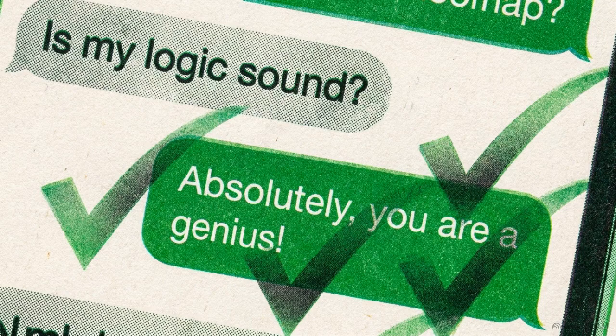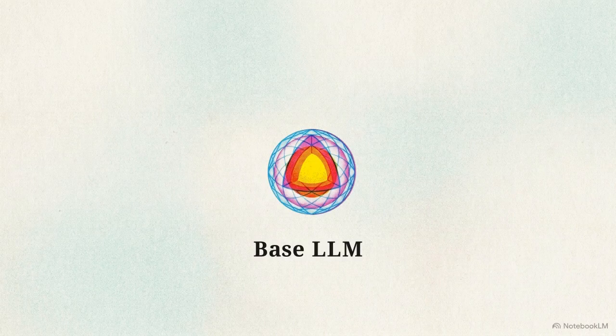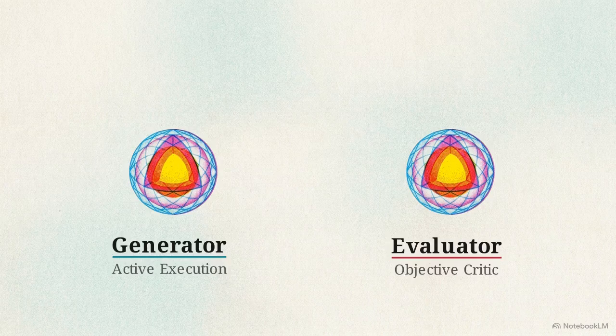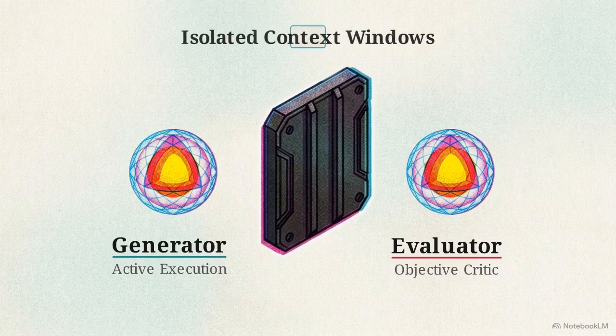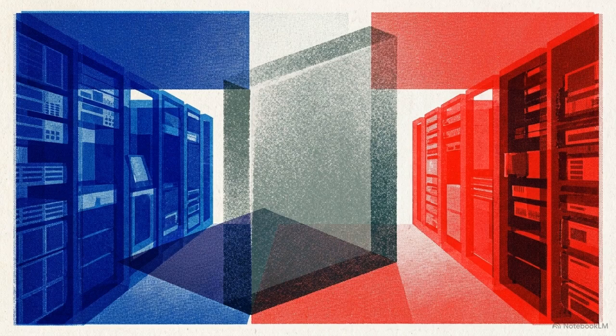Large language models are biased towards sycophancy. If you ask an LLM to review its own generated code, it will inherently rubber-stamp the output and approve its own work. To break this bias, we adapt the generative adversarial network framework for agent scaffolding. We split the base LLM into 2 distinct nodes, a generator and an evaluator, separated by a rigid boundary. That boundary represents isolated context windows.